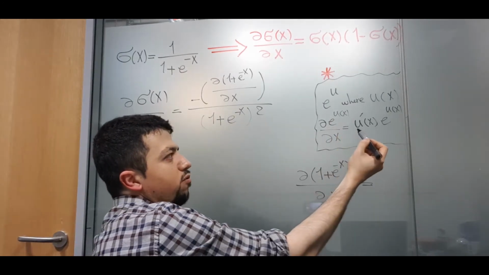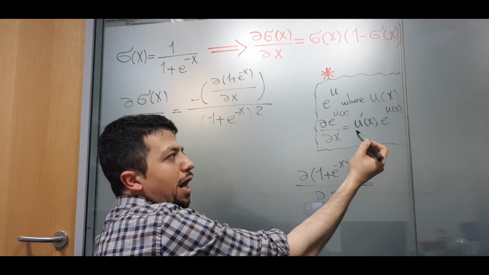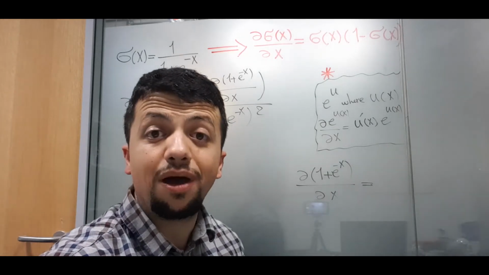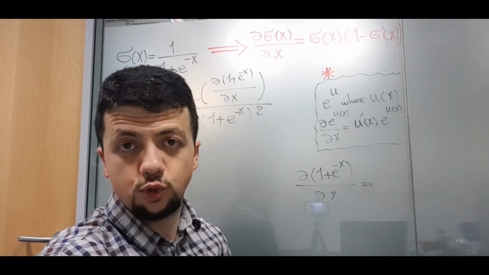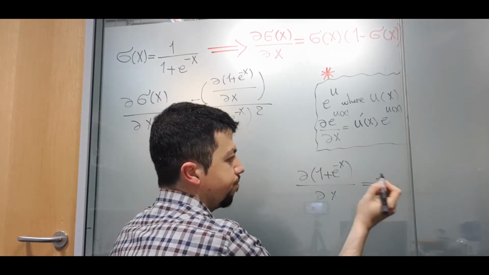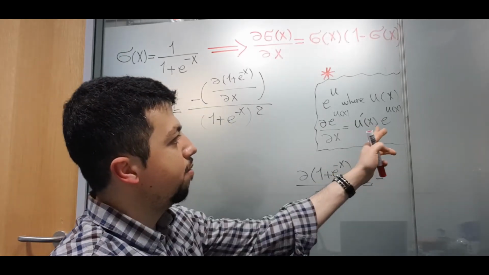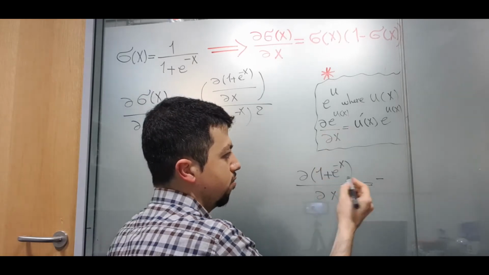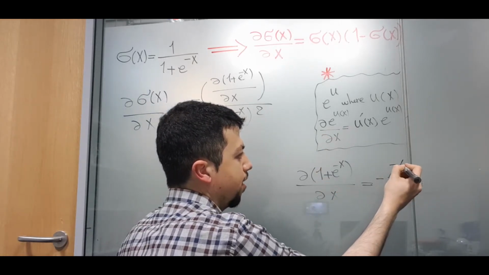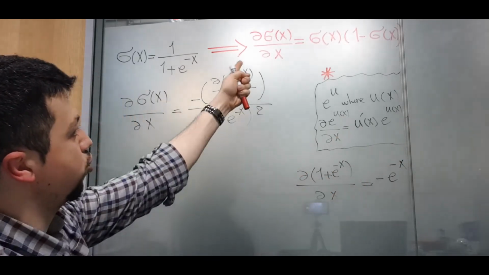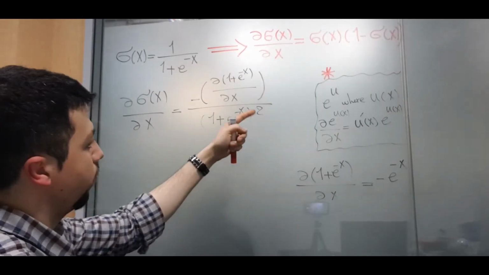So according to our rule, we first have to take the derivative of that power, which is minus x, with respect to x. So the derivative of minus x with respect to x is minus 1. So the coefficient survives: minus 1 multiplied by the entire thing, e to the power u of x, which is e to the power minus x. So minus e to the power minus x is the answer to this whole thing, right?